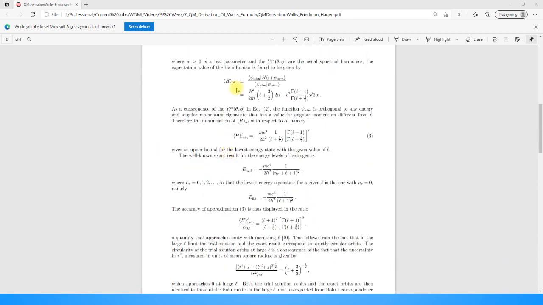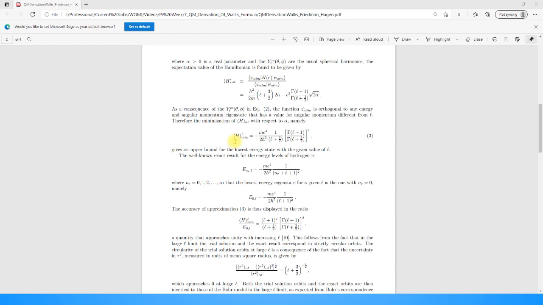What they're doing here is computing the expectation value of the Hamiltonian, which, as I just mentioned, gives the total energy of the atomic electron. And here, they minimize that expectation value. And as you can see, this expression contains gamma functions. The minimal energy state of a hydrogen atom is also called the ground state.